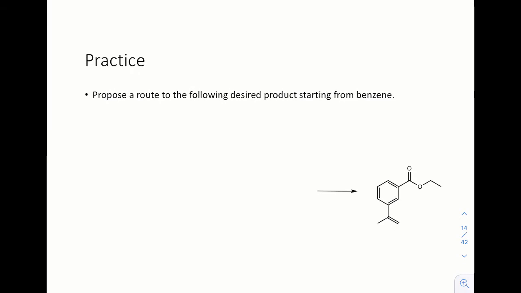Propose a route to the following desired products starting from benzene. And getting started, we should look at the functional groups and we should look at what bonds are made, keeping in mind that benzene is the given starting material for this synthesis. We have identified that these 2 carbon-carbon bonds must be formed to benzene.